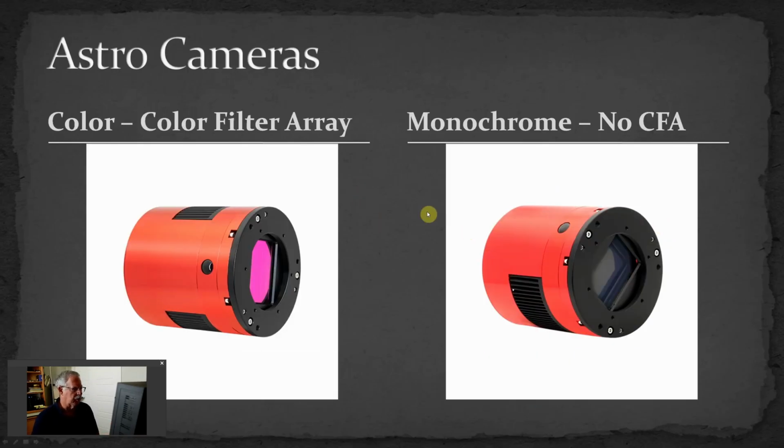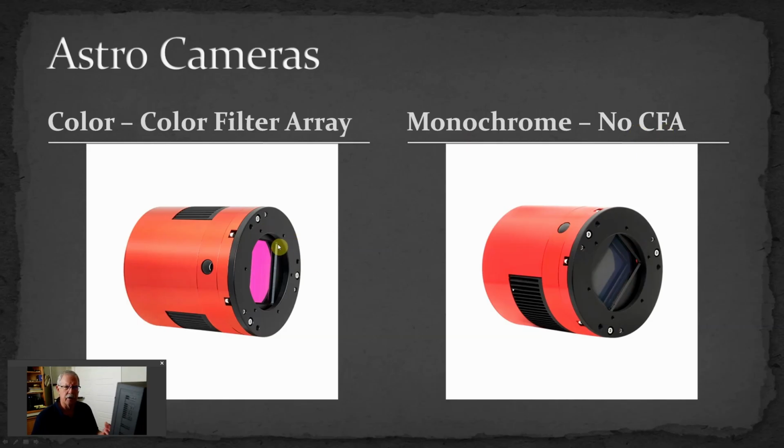Cameras, of course, come in 2 different varieties. You can get a camera with a color sensor or a camera with a monochrome sensor. Now, the sensor's really the same. What's different is there's a color filter array on the color camera, and it's literally an array. A monochrome camera does not have a color filter array.